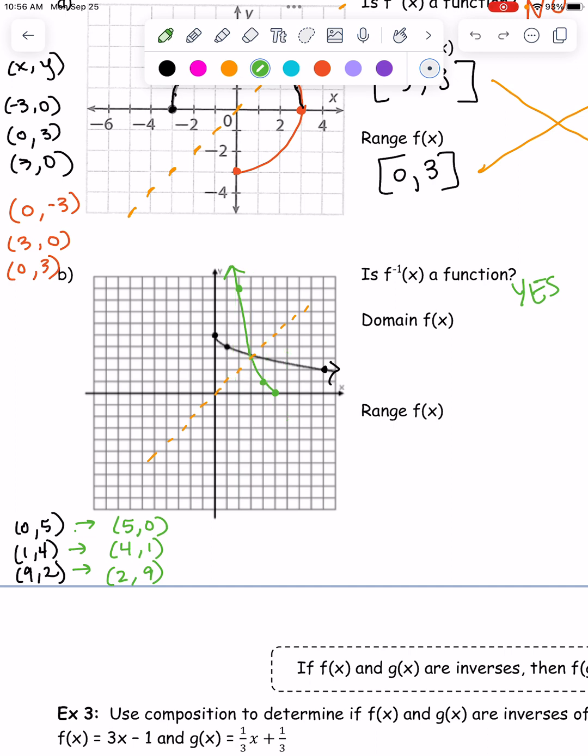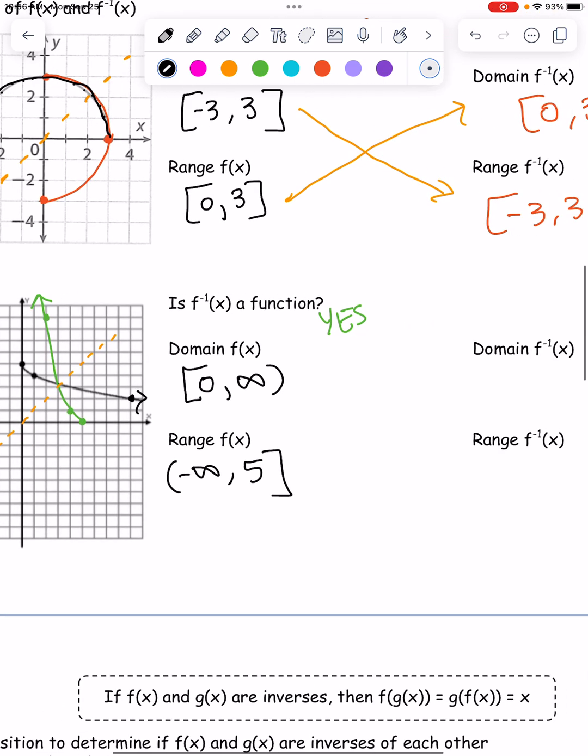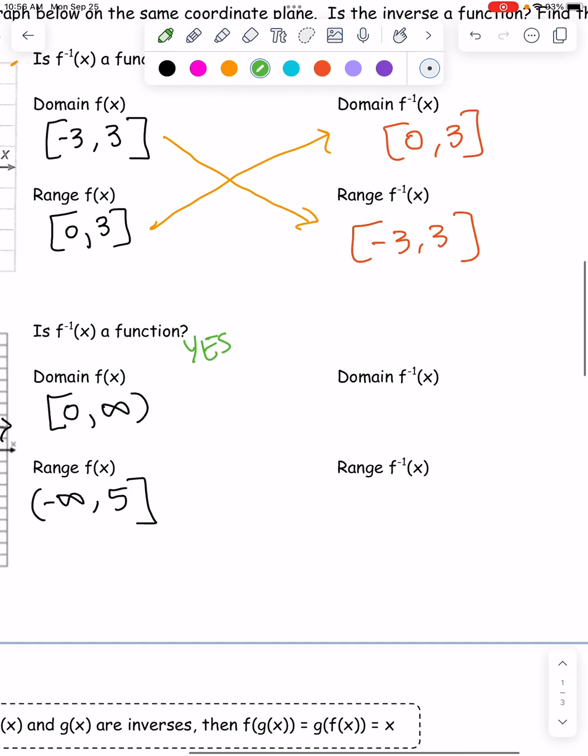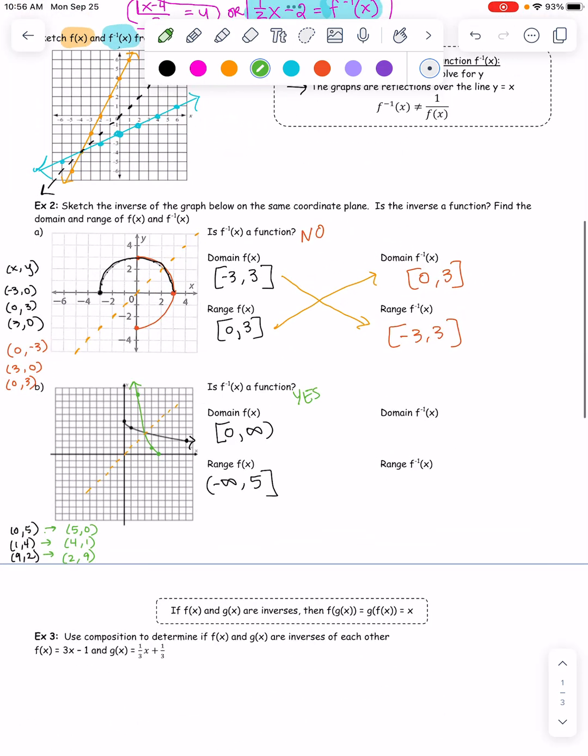Okay. Domain of the original function, that's in black. That was starting at 0, going all the way to infinity. The range is from -infinity all the way to 5. The domain and range of the inverse: domain is going to be from -infinity all the way to 5. The range is from 0 to infinity. Again, they have swapped. That's a good thing. If they didn't, we did something wrong.